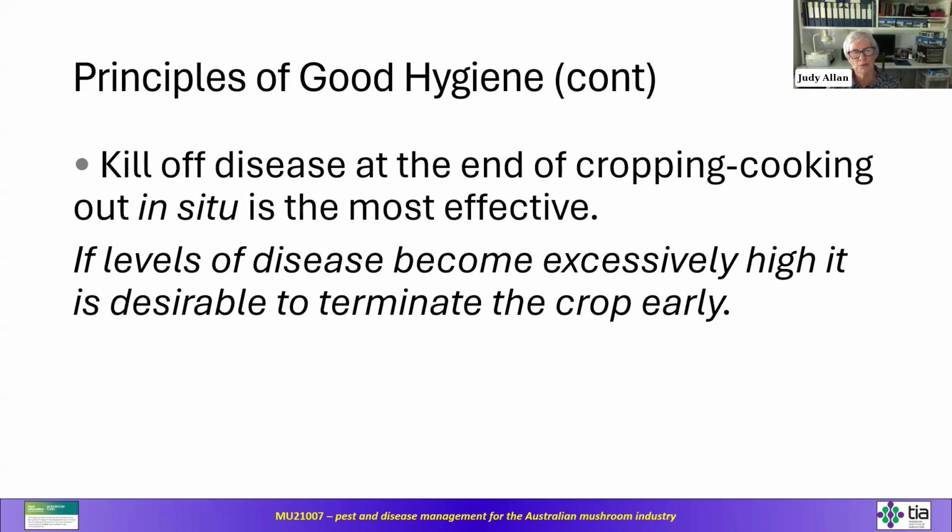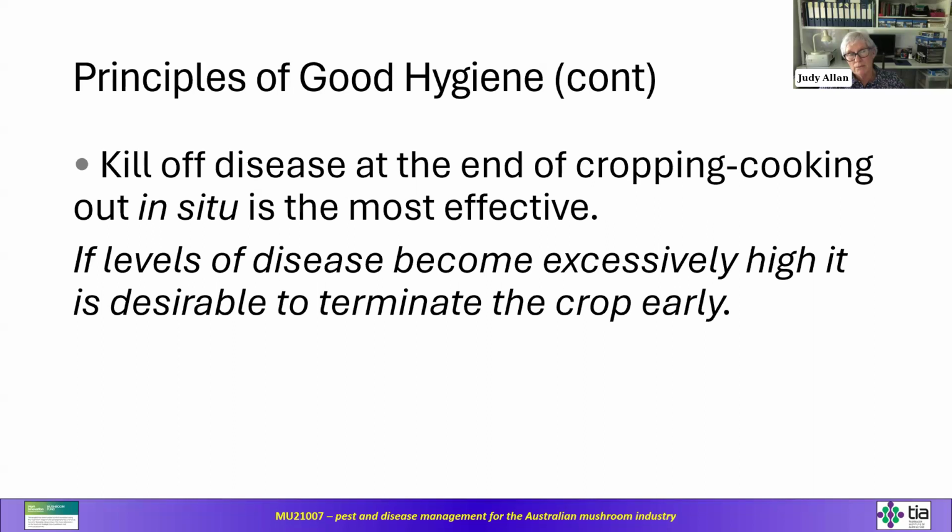So principles of good hygiene: kill off the disease at the end of cropping. Cooking out in situ is the most effective. Some farms, like a tray farm, take the trays out of a room and take them to another spot on the farm and cook them out. When it's cooked out in situ where it's growing, it is more effective, because when you open the door and take the older crop out, you can release things around the farm.